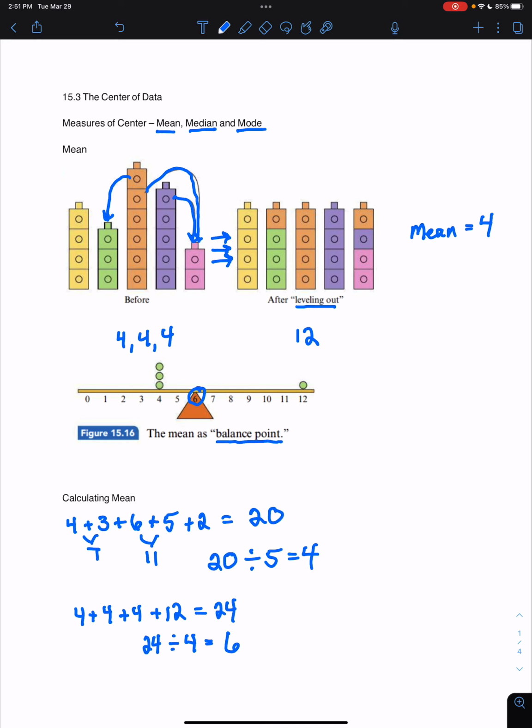So the mean can be seen in terms of leveling out our numbers or our values, and also in terms of finding that balance point, that measure of center of our values.